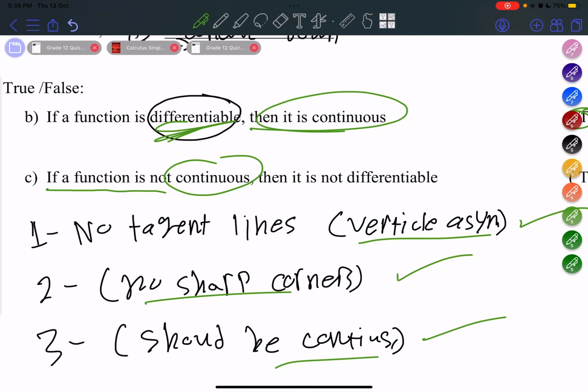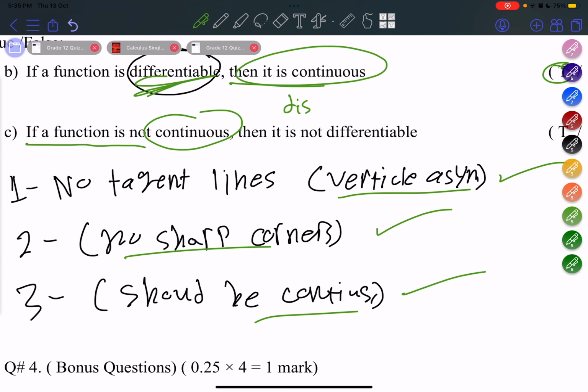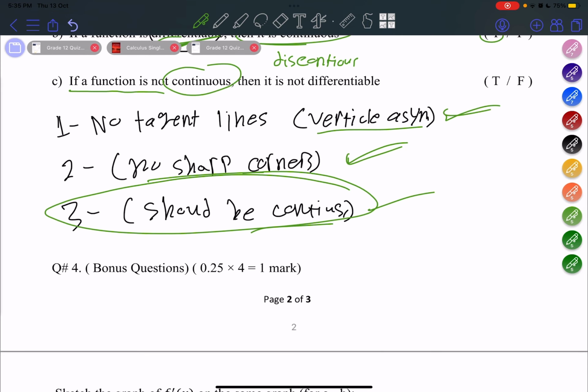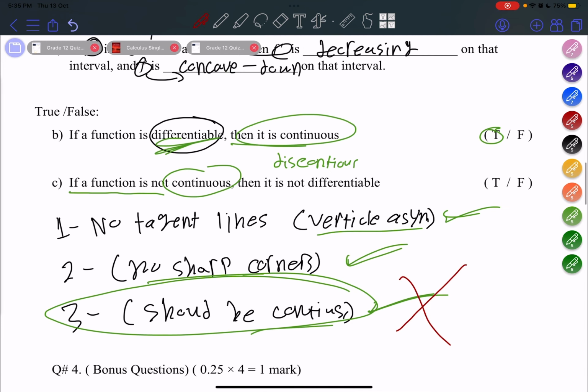So if we say that the function is discontinuous, hence the third step is not met. So maybe the first and second step is met, but the third step is not met. So it means that it is not differentiable, which is again true.